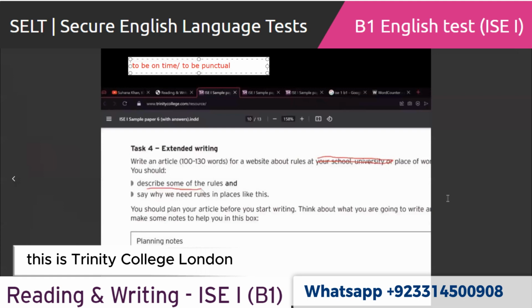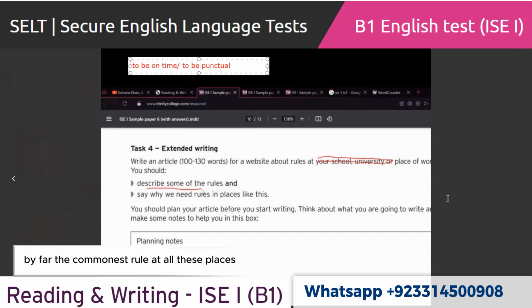This is Trinity College London ISC 1 B1 Extended Writing Task 4. Write an article of 100 to 130 words for the website about rules at your school, university, or place of work. You should describe some of the rules and say why we need rules in places like this. If you're writing a question like this, you must consider common rules available at these places. The example given is your school, university, and place of work.